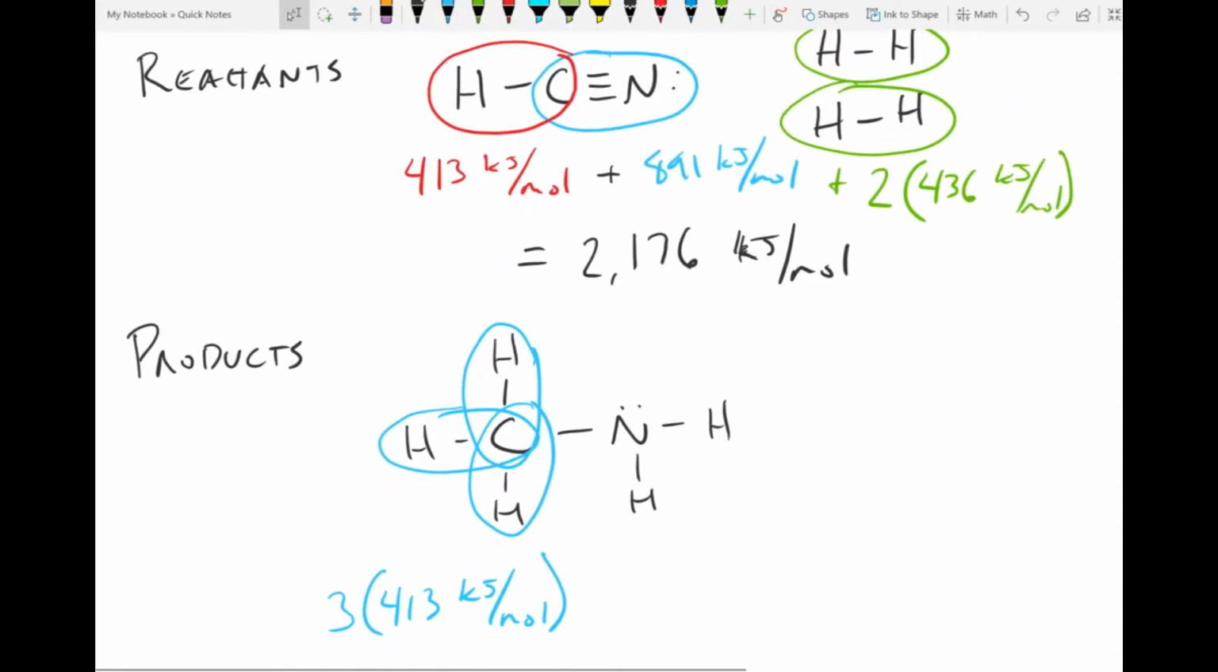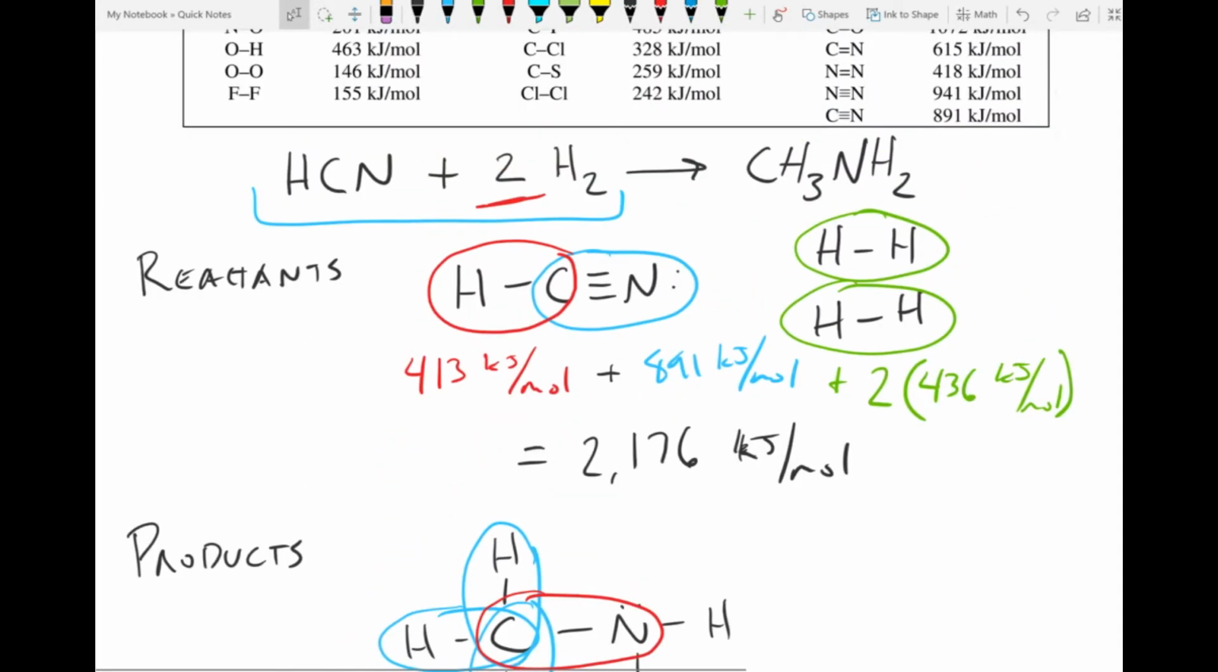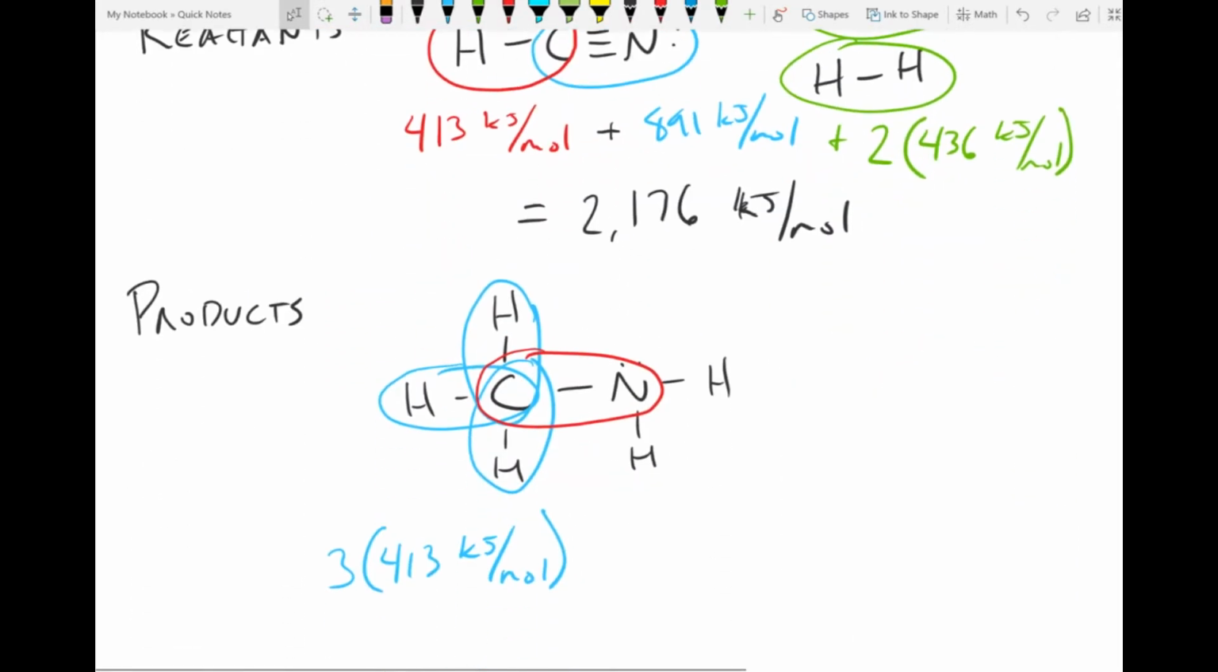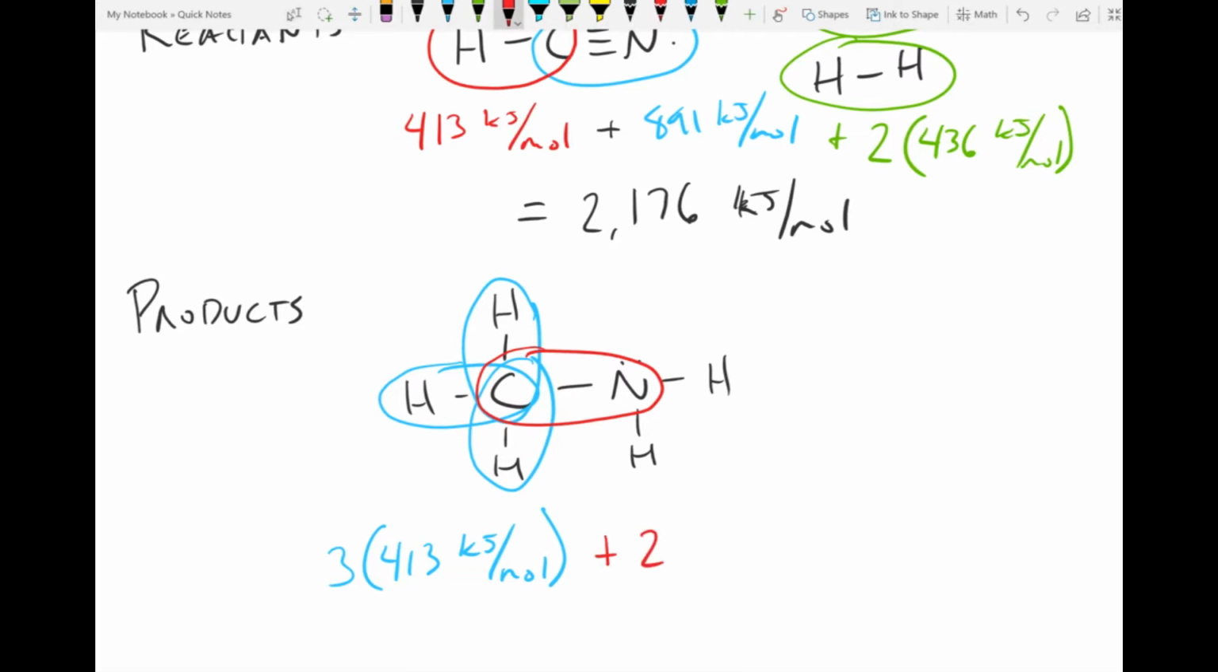All right, so that's all the energy I have in all my carbon-hydrogen bonds. All right, well, what else do I have? Well, I have a carbon-nitrogen bond that I have to take into consideration. It's a single bond. So I would go up here to the table. I would see carbon-nitrogen bond. I see it's worth about 293 kilojoules per mole within that bond. And so that's what I would write. I would just add 293 kilojoules per mole because I only really have one type of that bond.